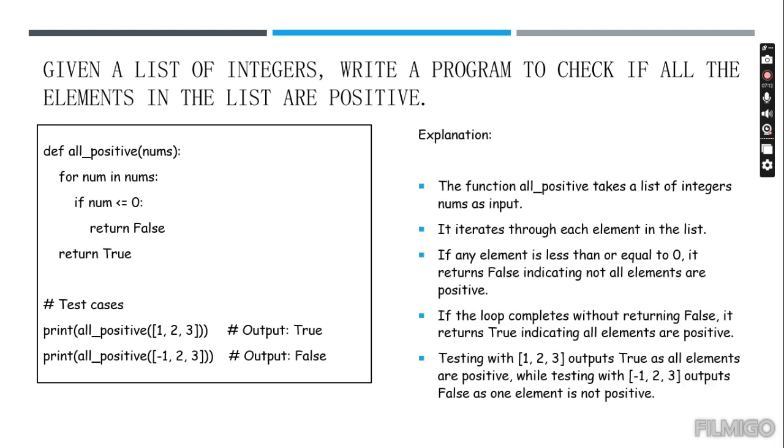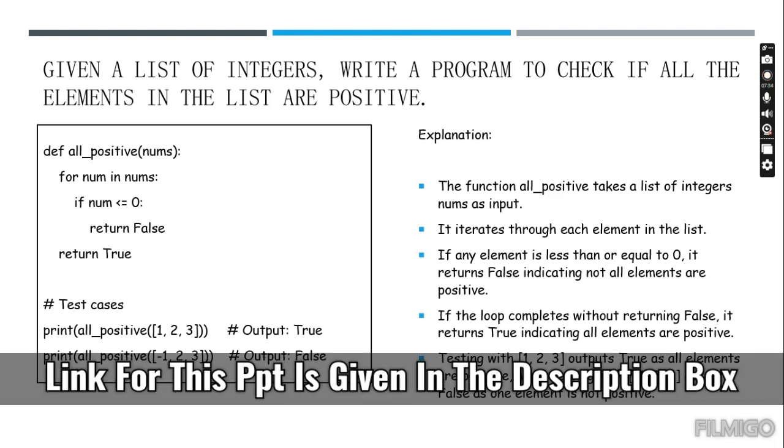Explanation. The function all_positive takes a list of integers nums as input. It iterates through each element in the list. If any element is less than or equal to 0, it returns false, indicating not all elements are positive. If the loop completes without returning false, it returns true, indicating all elements are positive. Testing with 1, 2, 3 outputs true as all elements are positive, while testing with -1, 2, 3 outputs false as one element is not positive.